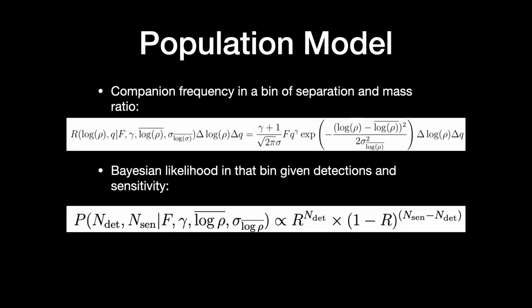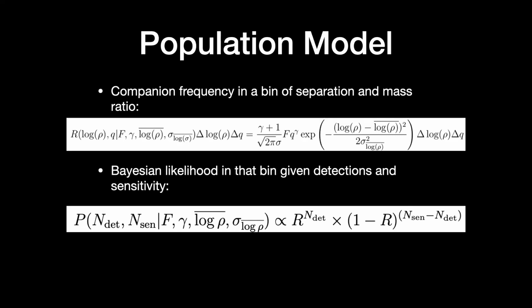So putting that all together, don't worry about the equation, but this is the Gaussian, this is the power law, this is the overall companion frequency, and then we have some normalization constants out front. So this gives us the predicted rate of binarity with a given separation and mass ratio.